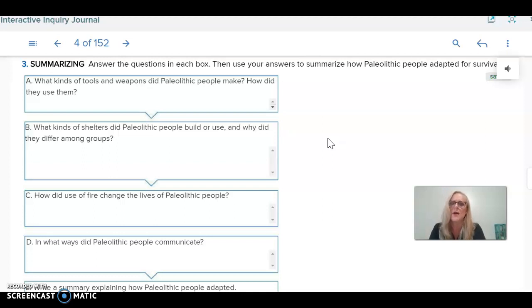So first, let's come up with our answer. What kinds of tools and weapons did the people make? This is a two-part answer, and how did they use them? So we need to come up with a list of tools they made and a list of uses, two different answers. So what kind of tools did they make? Let's answer this one first.